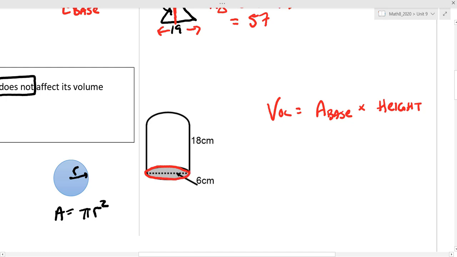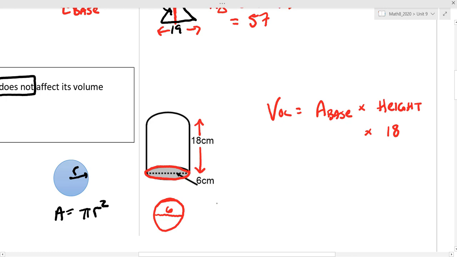Yes? 18. The height is, if we took that circle and we pushed it all the way through, how far did it travel? 18. So I'm going to replace the height with the number 18. We'll calculate the area of the base, then we'll come back and plug it in there. So I'm going to draw our circle, and I'm going to write out the information that we have of that circle. So we're told the distance all the way across is 6.